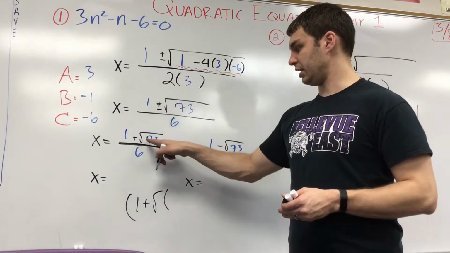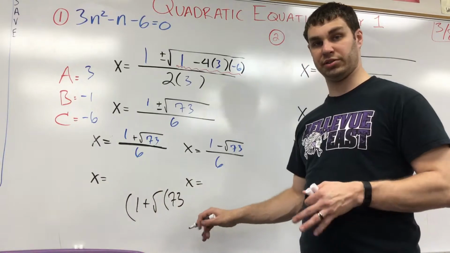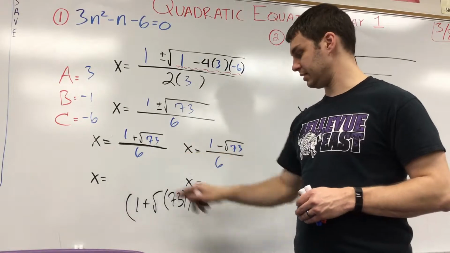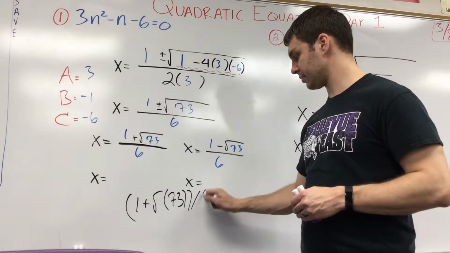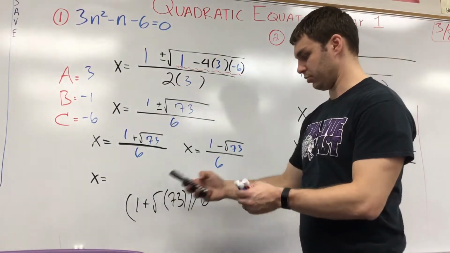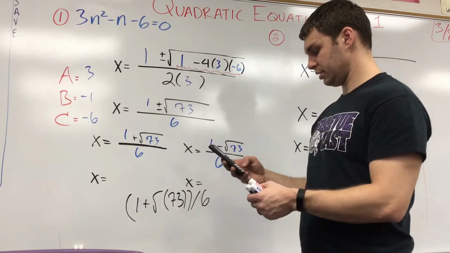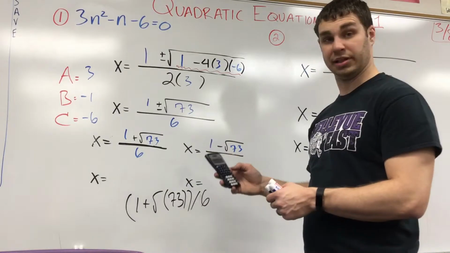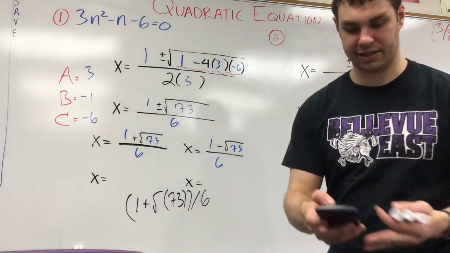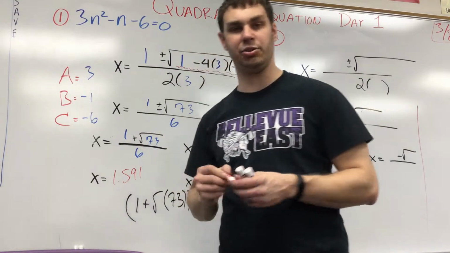So then I put in 73, because I want the square root of 73, and then I'm going to close both those parentheses. So I have 2 closed parentheses in a row. Then I want it all divided by 6. So if I type that in, again, just like it looks, parentheses 1 plus the square root of 73, close both those parentheses, divide by 6, gives me 1.591. But I need 2 answers.